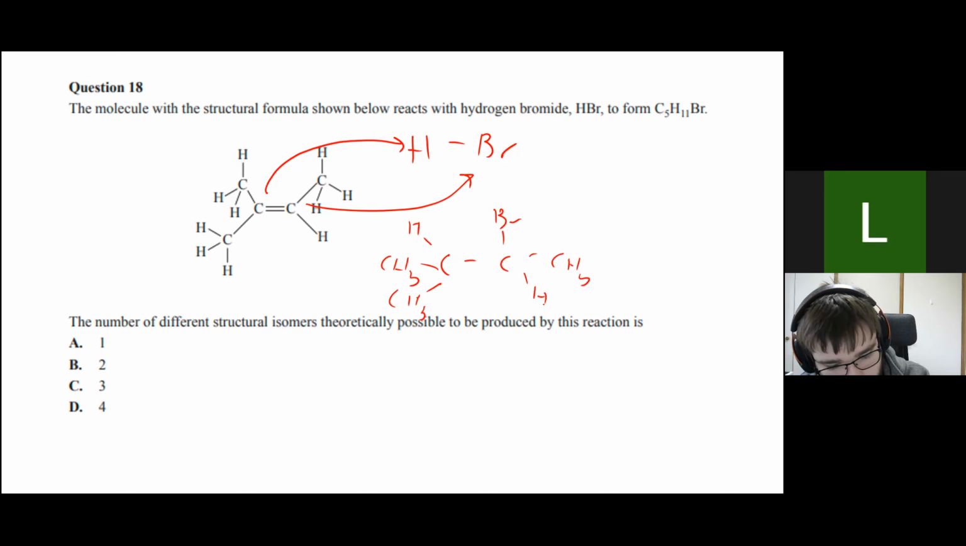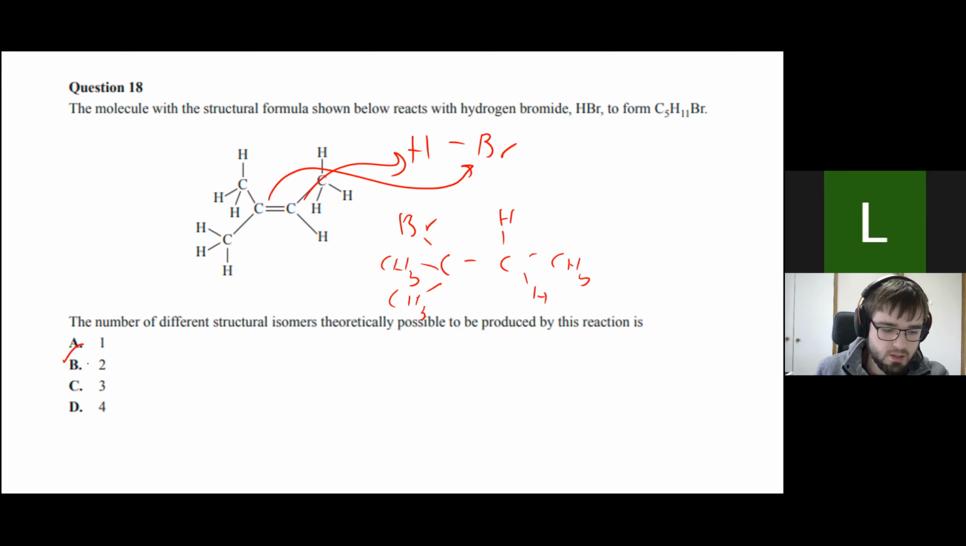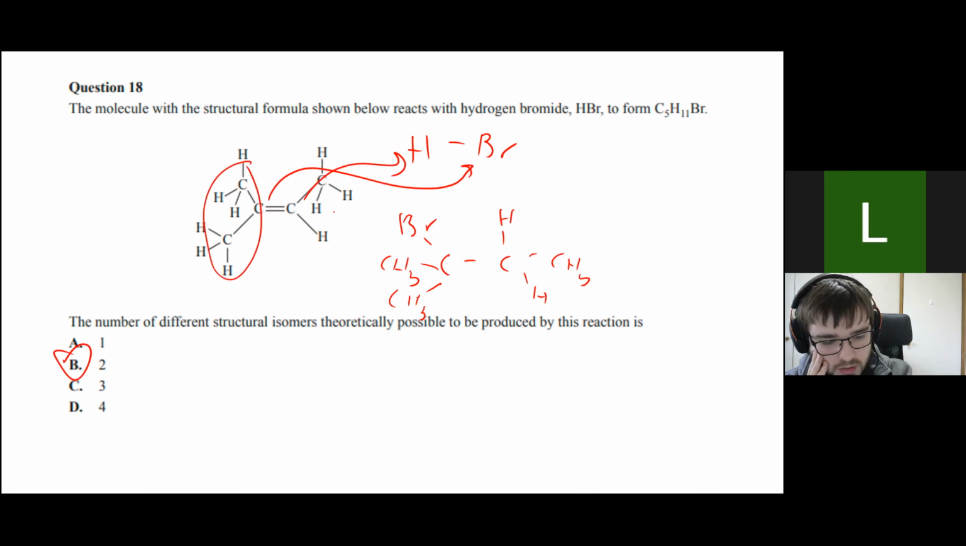Or we can do it the other way around and have the bromine go on this side and the H go on that side, in which case we'll get a bromine here and we'll get an H going on the other side. So we get 2 different isomers there. We would get one if both sides were the same, but this side has 2 methyls and this side only has 1 methyl, so it does differ depending on whether the bromine goes on the left or the right.